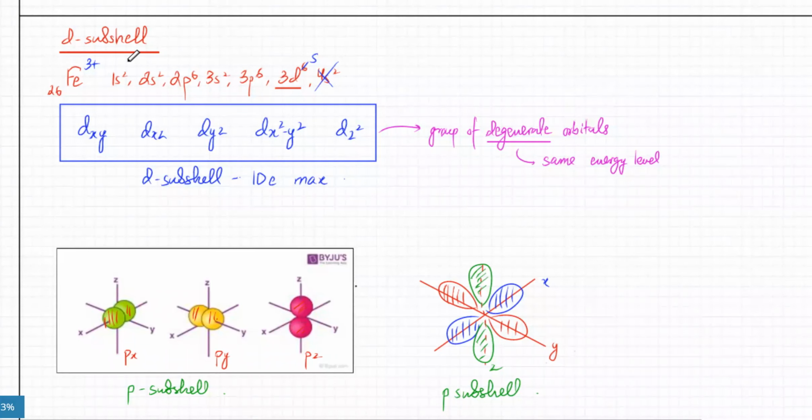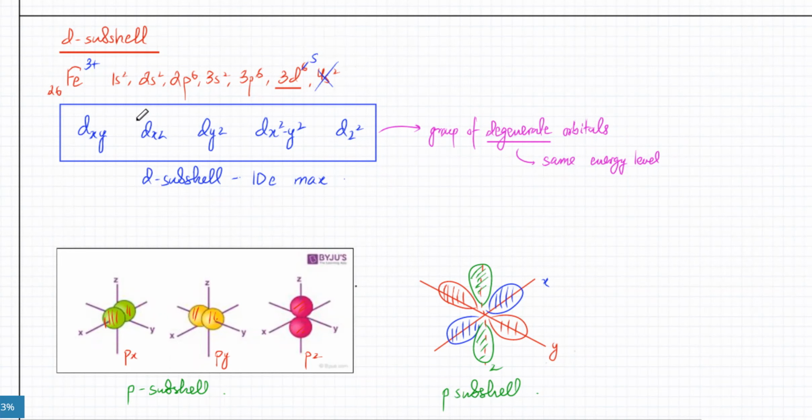So whenever you write down the electronic configuration of a transition metal ion, the outer shell is lost. It forms an ion, and what you're left with is an incomplete d subshell. Transition metal ions always have an incomplete d subshell. So, for example, iron over here has a 3d5.